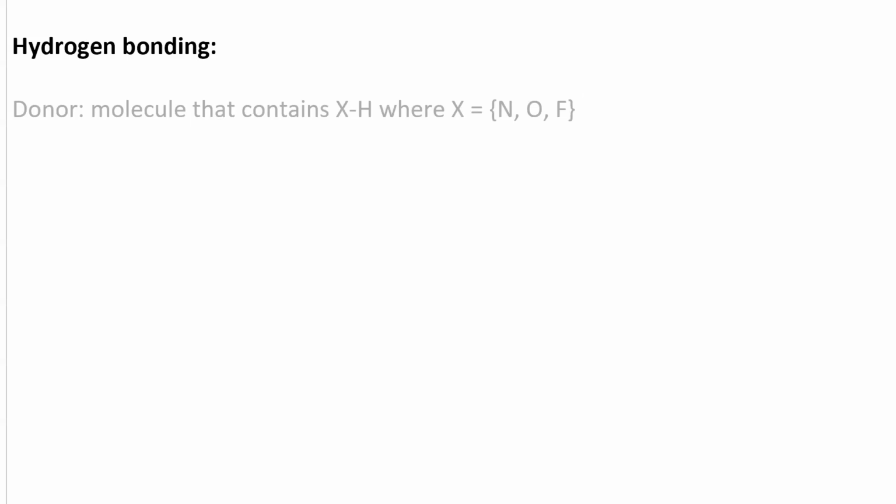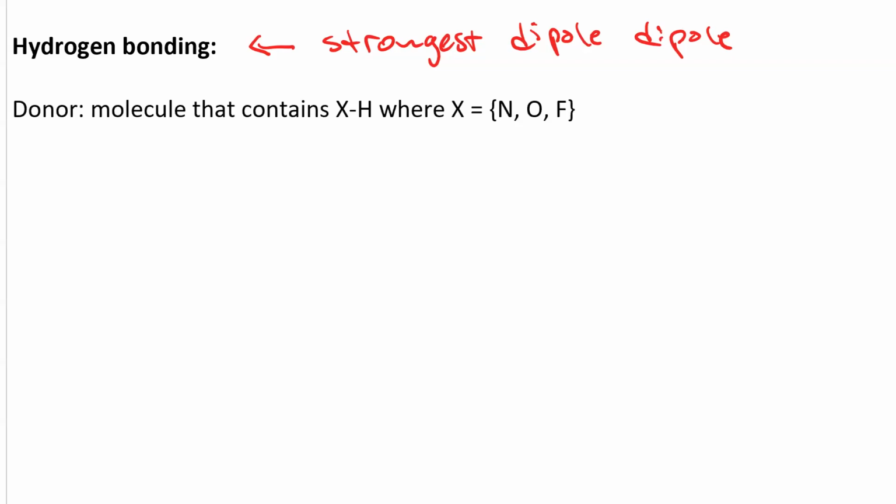Hydrogen bonding is actually a special case of dipole-dipole. That's the strongest kind of dipole-dipole interaction. In order to have hydrogen bonding, at least one of your molecules has to be a hydrogen bond donor. And what it means to be a hydrogen bond donor is that within the molecule, there is a covalent bond, X bonded to H, where H is hydrogen, and X is either nitrogen, oxygen, or fluorine.